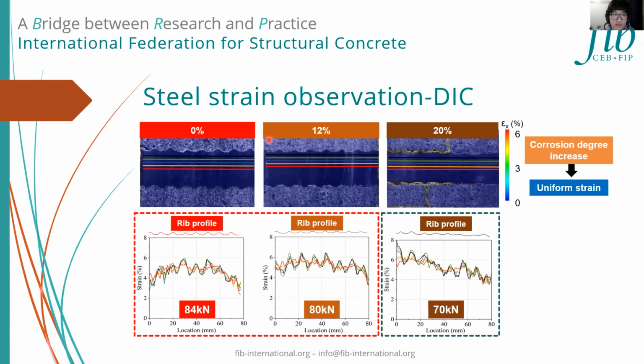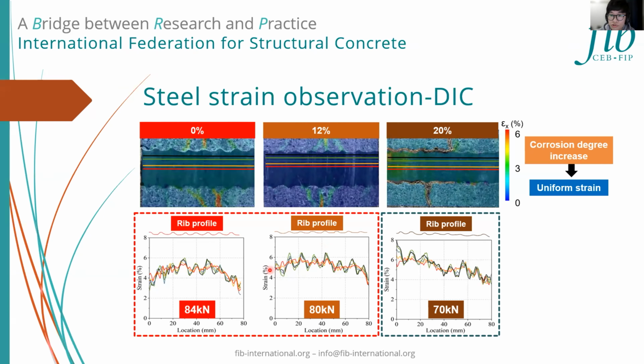This slide is for the strain distribution of different corrosion degrees, which is 0%, 12%, and 20%. By using the same method as in the previous slide, we can obtain the strain distribution along these calculation lines as shown in the bottom side figures. We can see as corrosion degree increases, the local strain becomes uniform, especially in the 20% case.